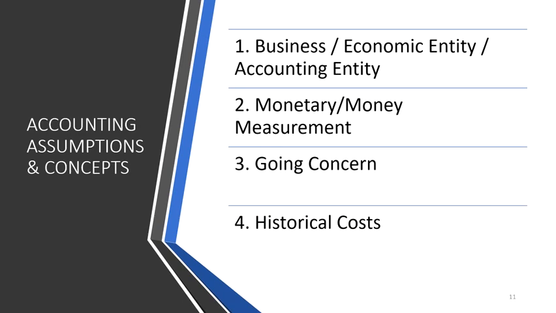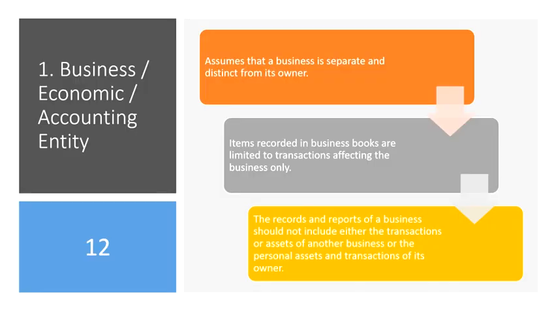Okay, so next kita akan pergi kepada accounting assumptions and concept. So kita ada empat, kita akan belajar empat concept of accounting, that is business or economic entity or accounting entity. Second, kita akan belajar pasal monetary or money measurement. Third, kita akan belajar about going concern concepts. Lastly, historical cost concept. Okay. So, apa itu business economic entity ni?